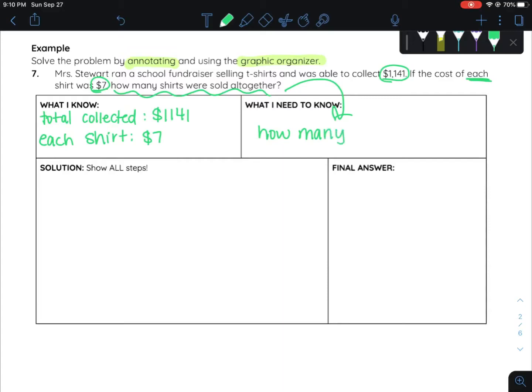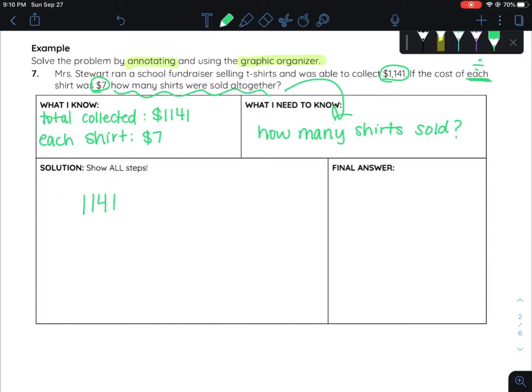So we've got to see what operation will allow us to figure this out. If I have the total and then I know how much just one is, I don't think that multiplying is going to help me here. So I'm going to use the word each as a division word because I want to split up the 1,141 by 7 to see how many $7 shirts make up 1,141. So I'm going to divide by 7, write that a little neater.